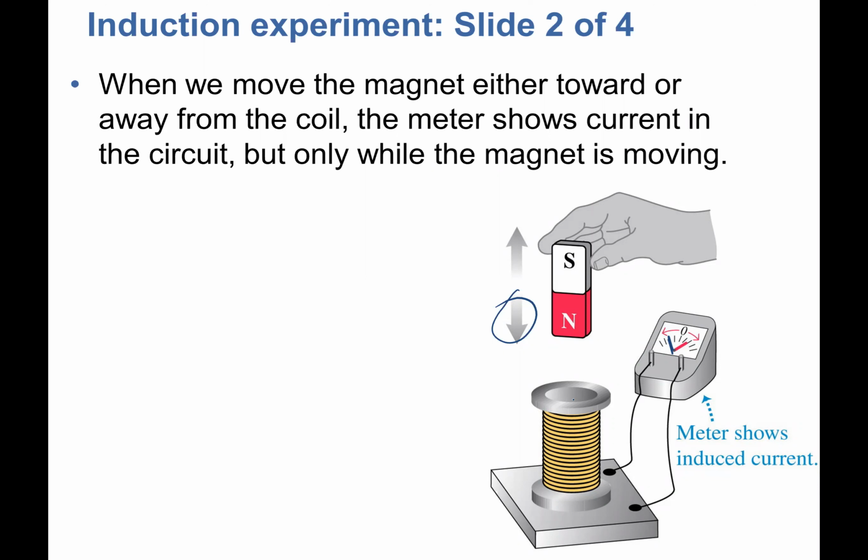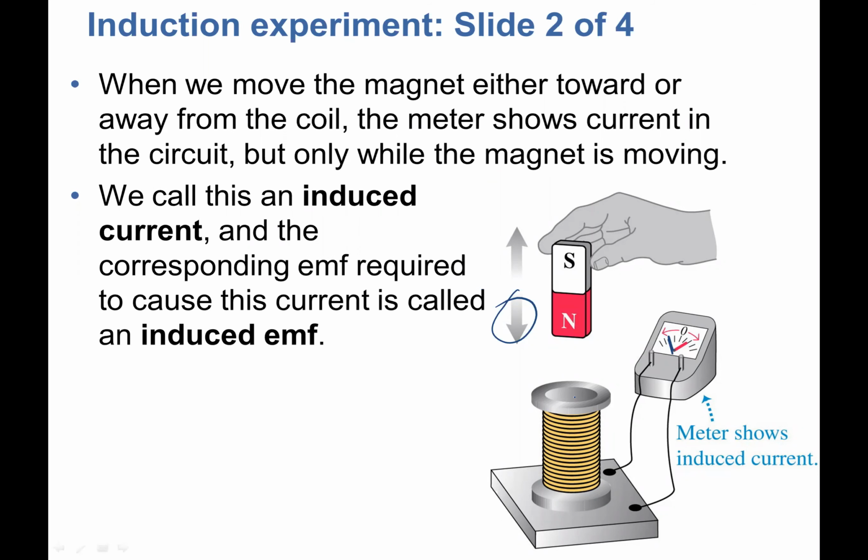Okay, now we call this induced current, right? We call this induced current, and the corresponding EMF required to cause this current is called induced EMF. Remember, if there is a current, that means there is technically a potential difference between those two ends, right? That means there is an EMF. So the EMF is proportional to current. You cannot have one without the other. If there is a current, there is an EMF. So I'm going to put a subscript "in", which means induced, right?